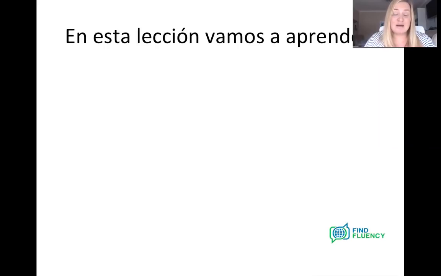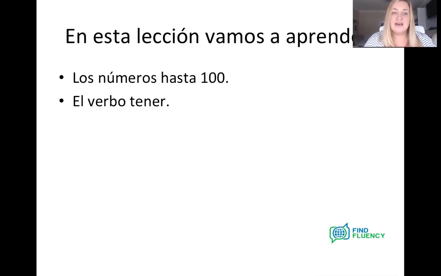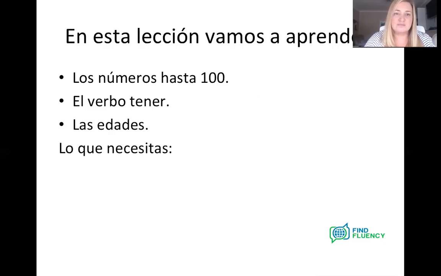En esta lección vamos a aprender los números hasta 100, so numbers up to 100, as I said. El verbo tener, so the verb tener, and we will get to that later, and I'll explain to you how that's relevant here and why we're learning it. We're probably not going to learn the whole verb. I'm probably just going to do the first 3 parts of the verb today, right? Because it's not the main focus of the lesson. And then las edades, so the reason why we're learning these 2 things is for ages.